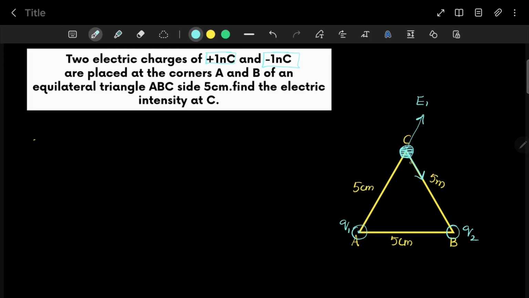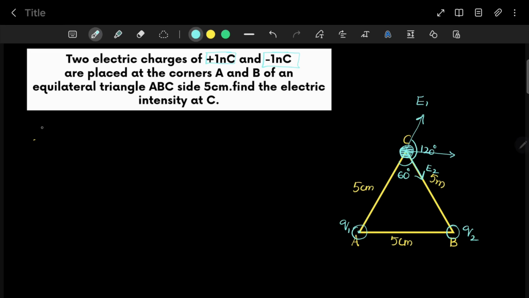Okay, so this is given as an equilateral triangle, so this angle will be 60 degree. Then obviously the opposite side angle will be equal to 120 degree. So this is E1, E2, and they are acting at what angle to each other? It is at 120 degree. Now we have to find the resultant at that particular point.